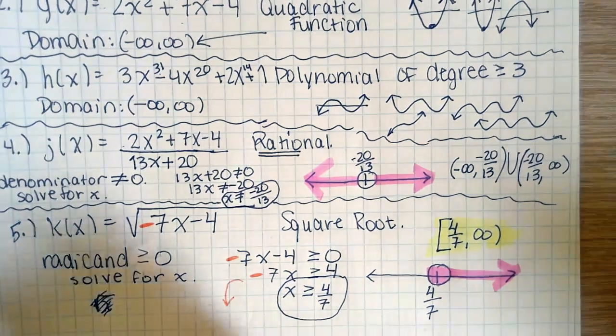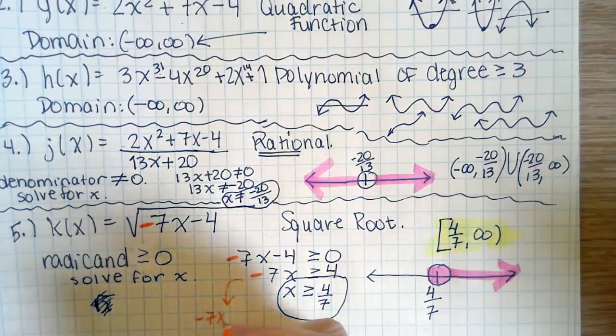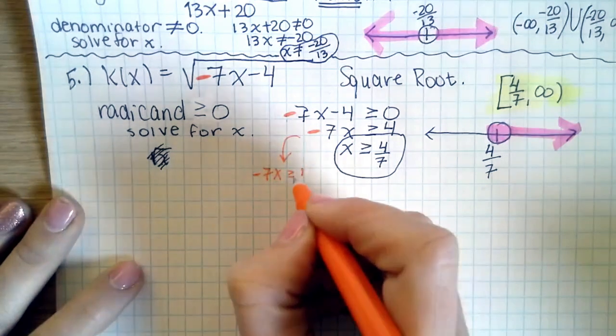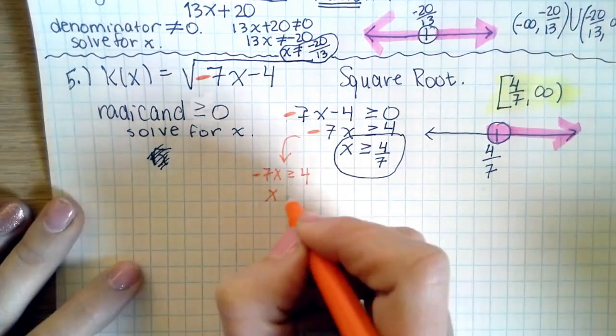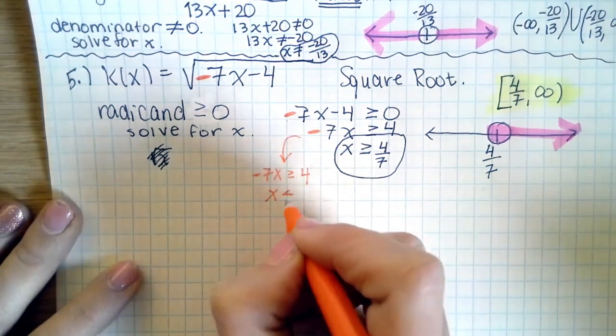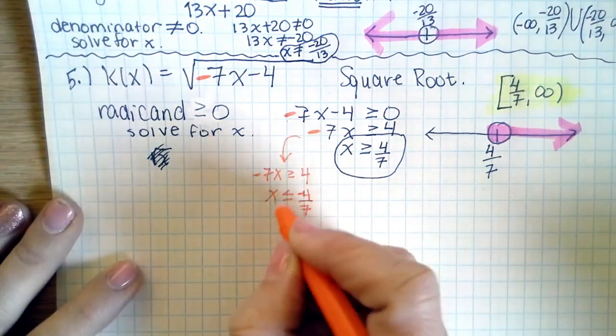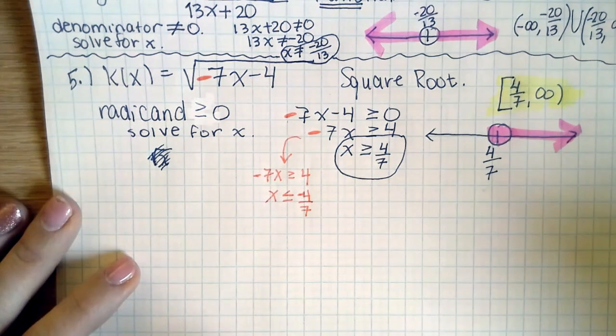Not no solution. Negative 7x. I'm just going to rewrite this. Sorry, it's a little hard to say, but negative 7x greater than or equal to 4. Divide by negative 7. X is less than or equal to negative 4/7. You have to flip when you divide by a negative. Okay? We have to flip.